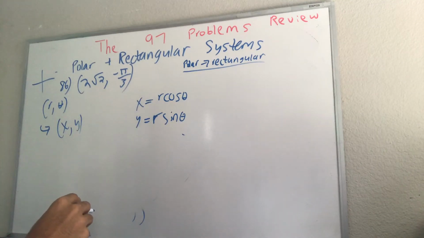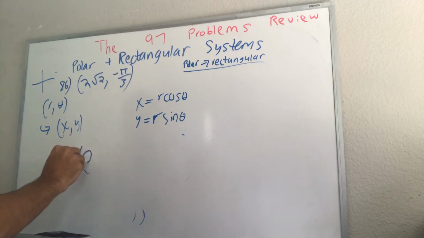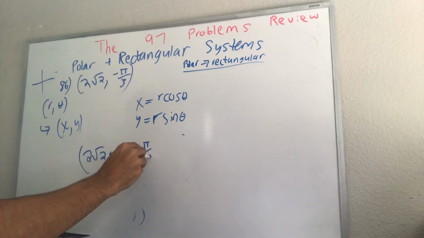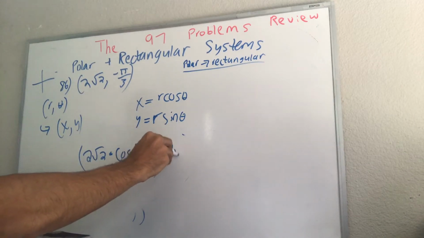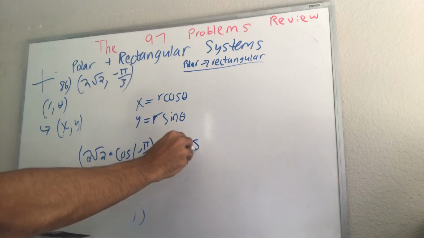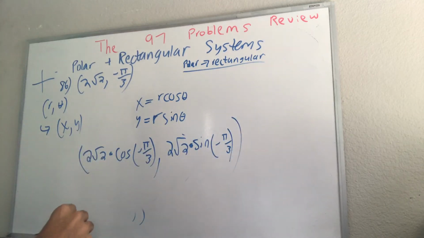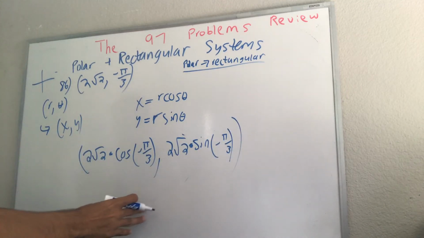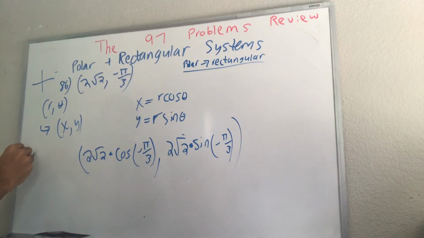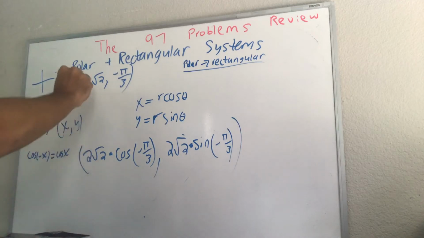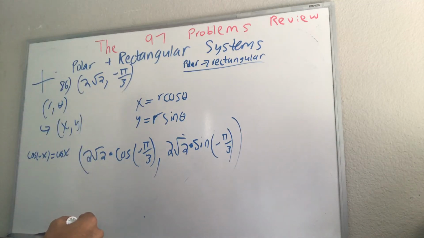We know that x is equal to r times cosine theta. Well, that's 2 root 2 times cosine of negative pi over 3, comma, 2 root 2 times sine of negative pi over 3. Just for clarity purposes, if you know these two rules, it will help you. Cosine of negative x is always equal to cosine of x, right?